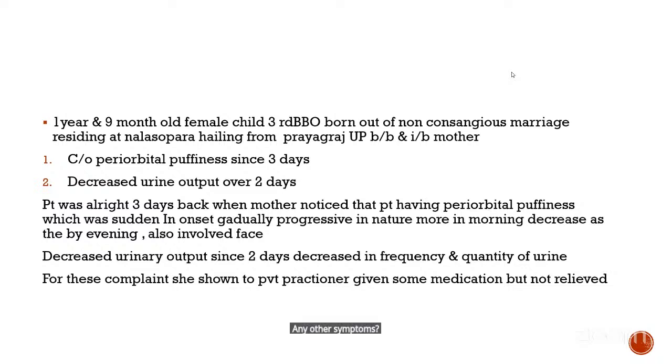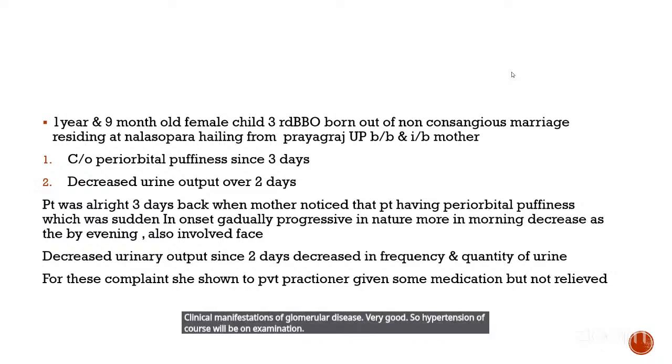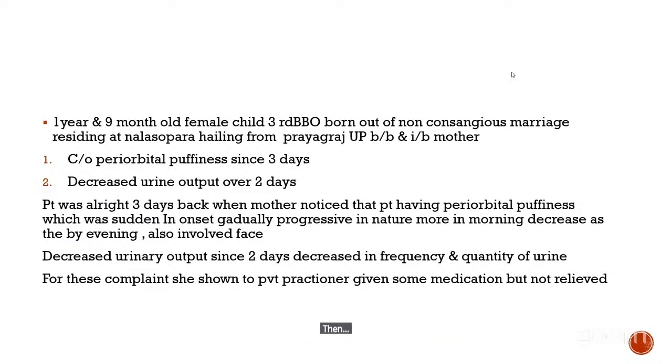Clinical manifestations of glomerular disease. Hypertension. Very good. So hypertension, of course, it will be on examination. Then, very good. So oliguria. So oliguria is a marker of reduced glomerular filtration.